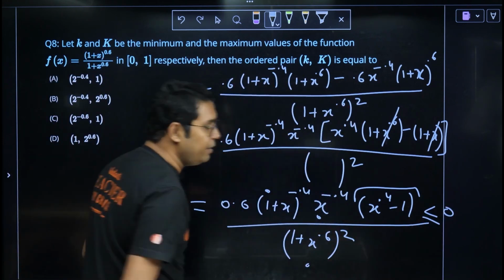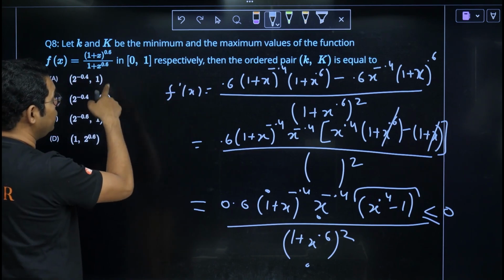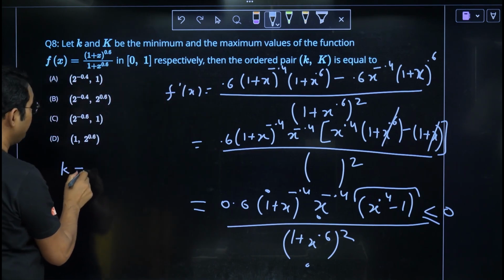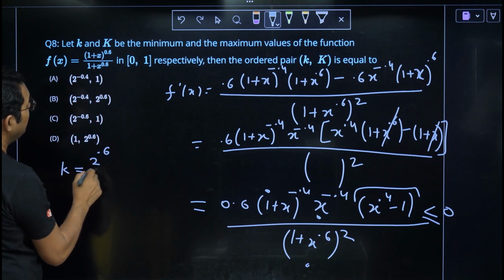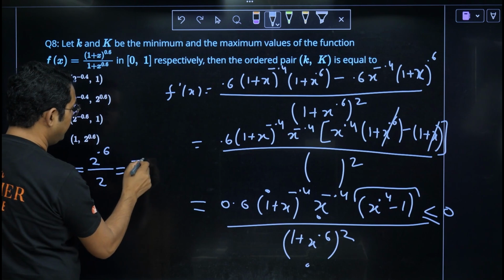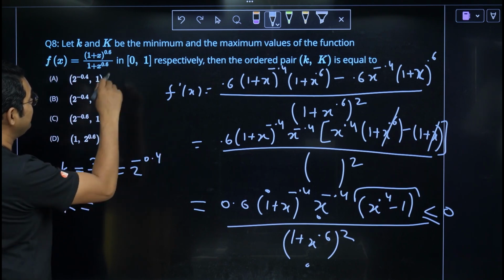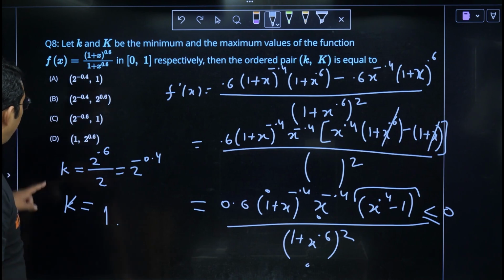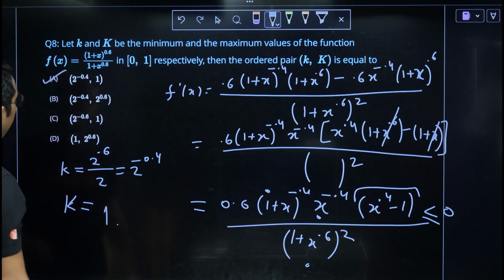So minimum value will be at 0. Minimum value will be at 1 actually, not 0. Minimum value, that is k, it will be at x is equal to 1. So 2 power 0.6 upon 2, that is 2 power minus 0.4. Likewise, maximum value, that is capital K, will be at 0, that is 1. So answer should be here 2 power minus 0.4 and k is 1. So answer here should be A.